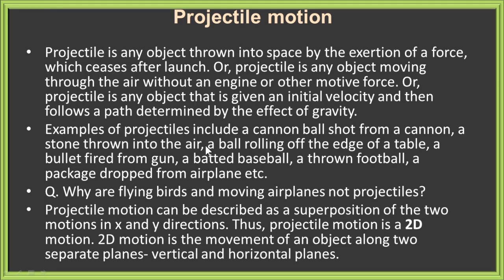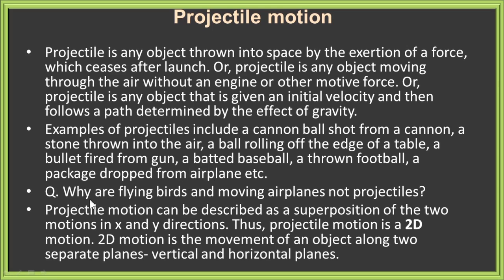Examples of projectiles include a cannonball shot from a cannon, a stone thrown into the air, a ball rolling off the edge of a table, a bullet fired from a gun, a batted baseball, a thrown football, a package dropped from an airplane. These all are projectiles because once thrown, once projected, there is no other force other than gravity which affects the motion of these objects.